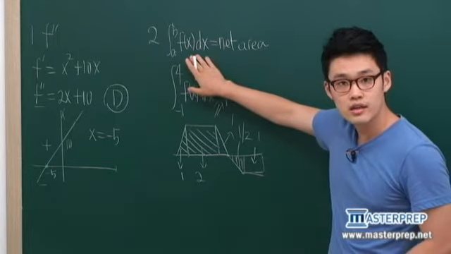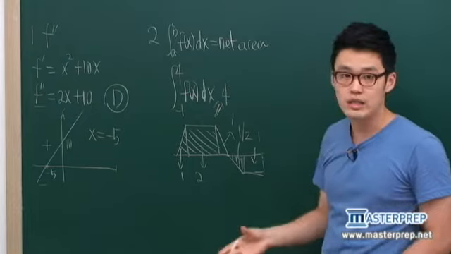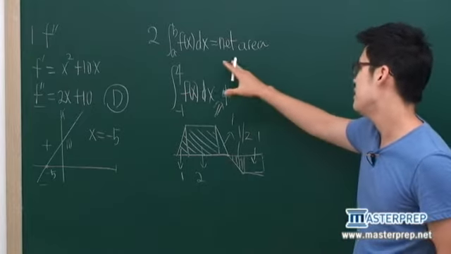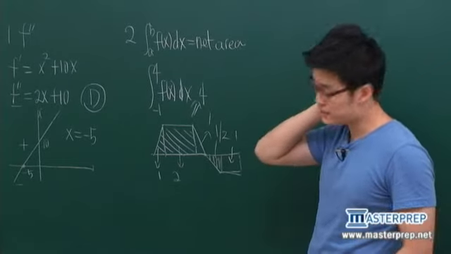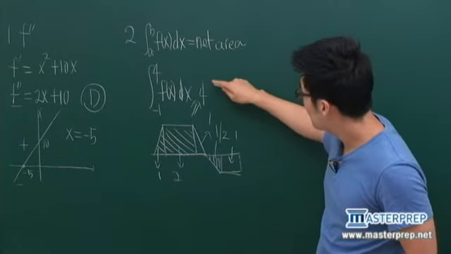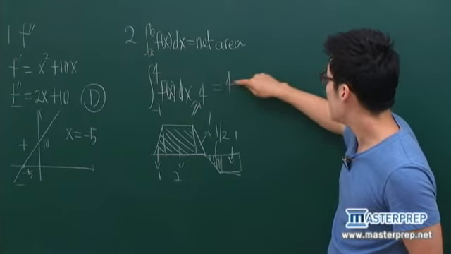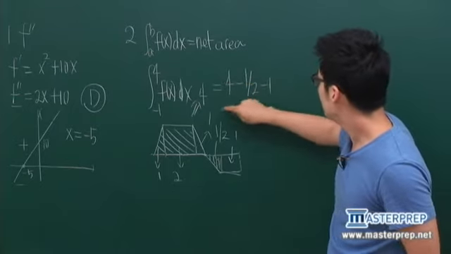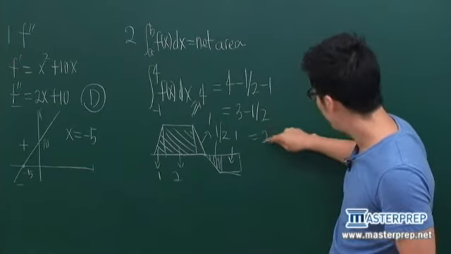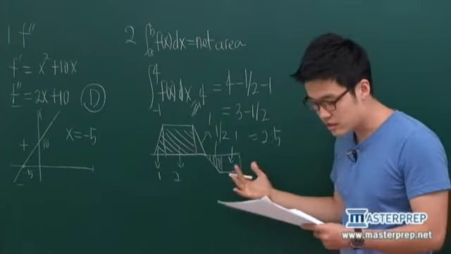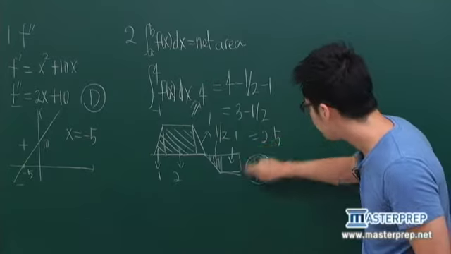But as I said, the integral, concept-wise, is net area. And if you are interested in this, just take my AP BC calculus, which is part 1, I guess. And net area in this case is 4 minus 1/2 minus 1. So 3 minus 1/2, which is equal to 2.5. So this is the answer, I guess. So B is the answer.